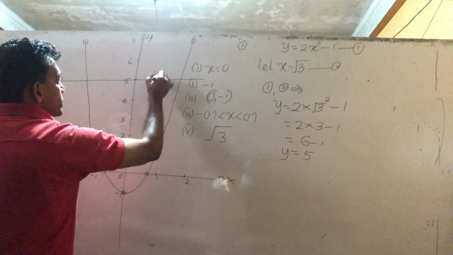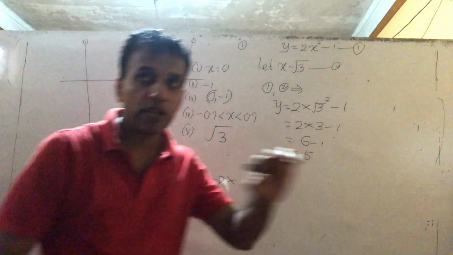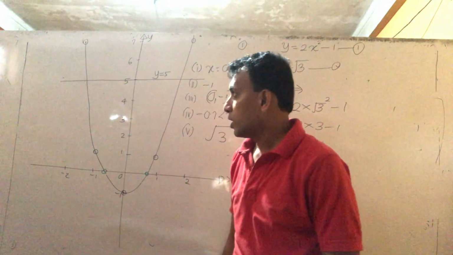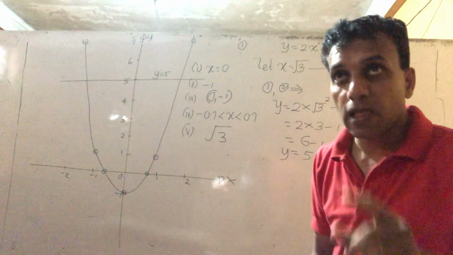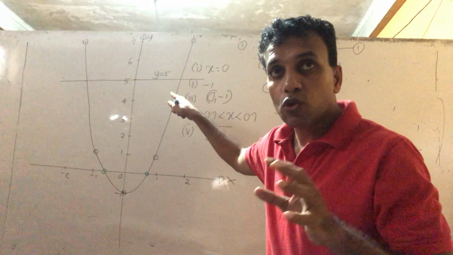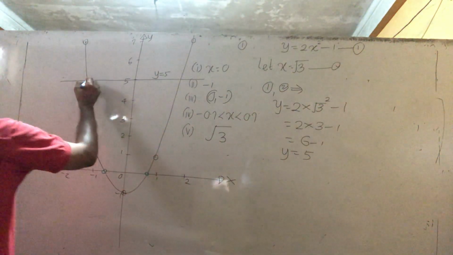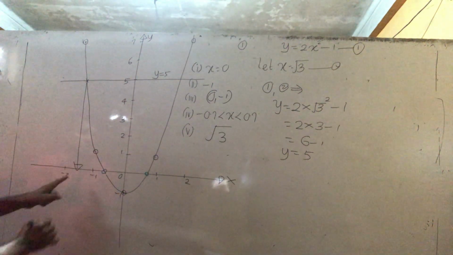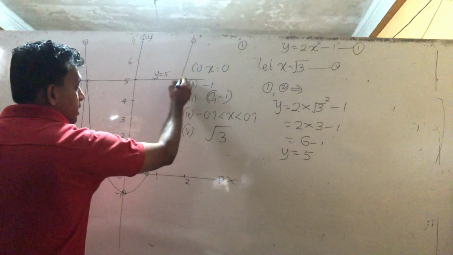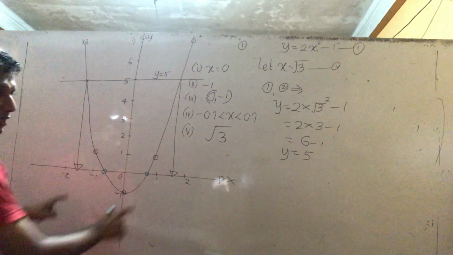Then next you draw this line, y equal 5. Then what is the solution? How to find the square root 3 answer? Where this line y equal 5 and the parabola cuts. It cuts here, and seeing vertically down, this is one answer. It cuts here, see vertically down, this is the other answer. This is the method, right?